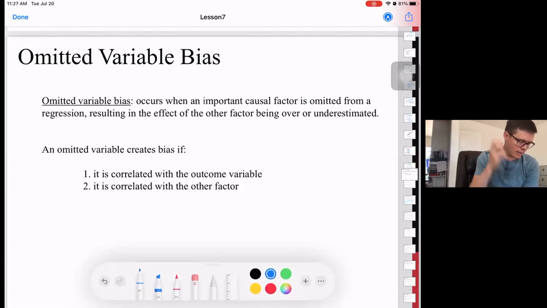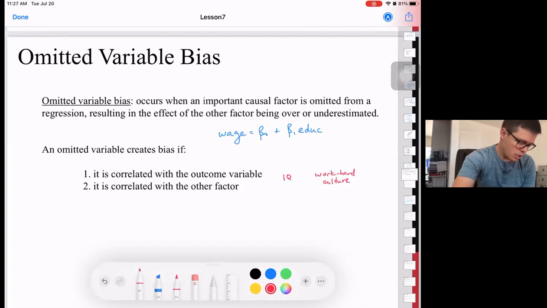A classic example is, say we're interested in the effect of education on wages, but there's a powerful causal factor called, I don't know, IQ or work hard culture. And each of these has an influence on wages as well as on education.